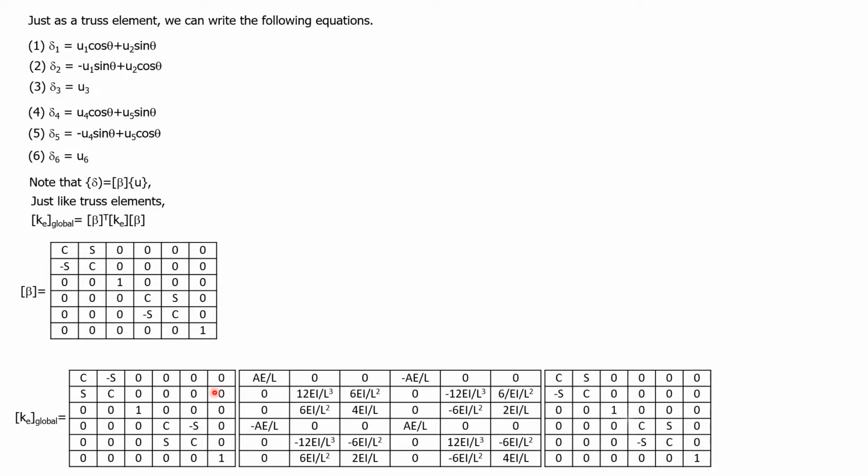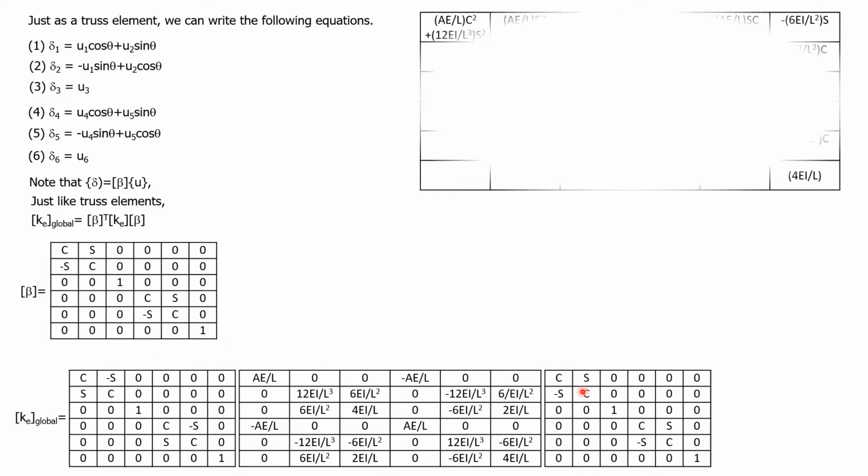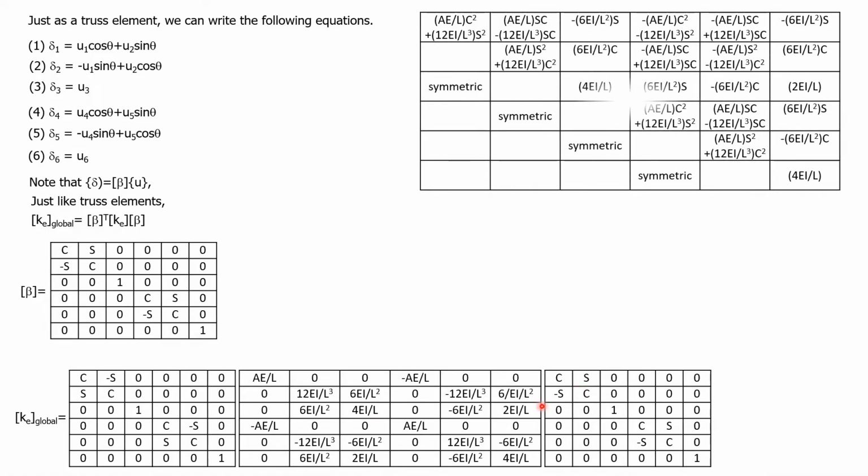So if we perform the multiplication, including this beta here, the result would look like this, and it is a symmetrical matrix. So this is therefore the global stiffness matrix of a frame element. Since it is 6 by 6, we only have to fill up the upper right triangular matrix because it is symmetric, but still it's difficult to memorize the force coefficients of elements. So this is the result.